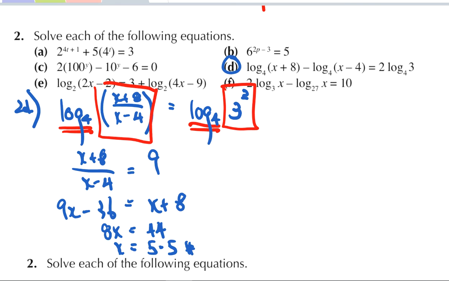What I did in part D, I just used what Anqi told us. Oh, the bases are the same. I combine them into a single log term. If you ask me, teacher, can I move the term on the right hand side to the left hand side? You can. But this is a shorter method. If you want to move the term from the right hand side to the left hand side, I'm also going to show you right now.